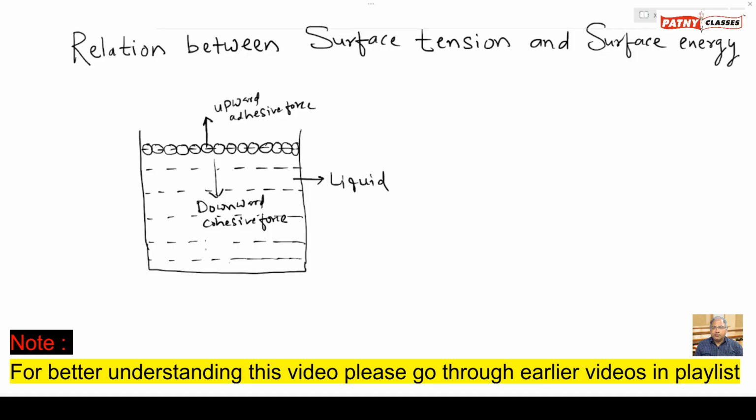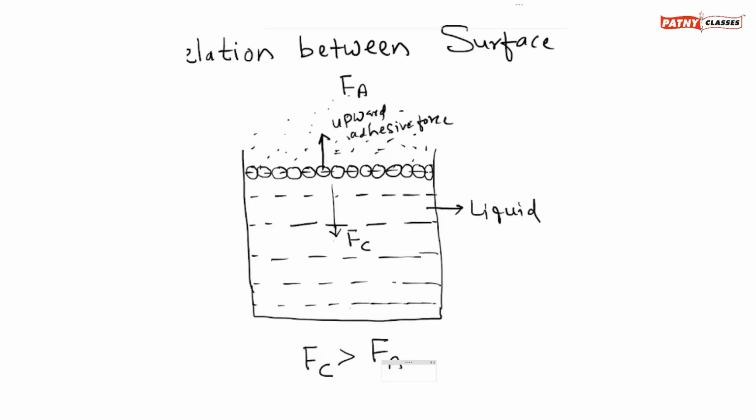Why upward adhesive forces? Because the air molecules are present over there. Air particles are present above the liquid surface, and these air particles attract liquid molecules. These surface molecules are also attracted by the liquid molecules inside. There is a large number of liquid molecules, and they are pulling the molecules of the surface. In liquids, these cohesive forces are much stronger compared to adhesive forces. They are very much stronger.